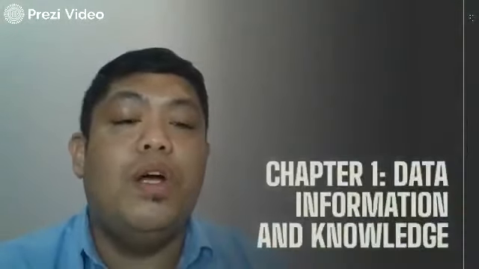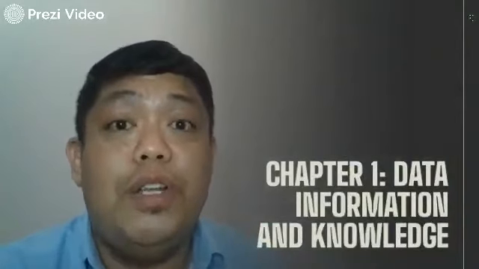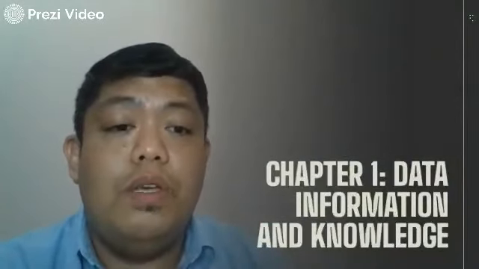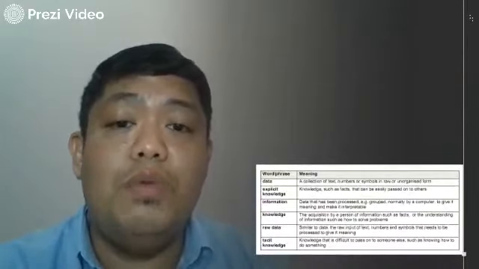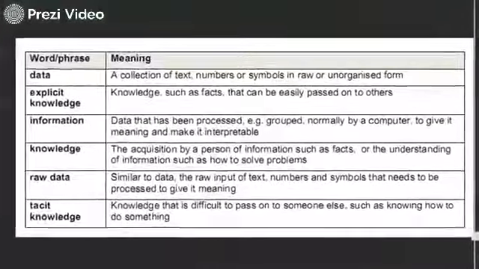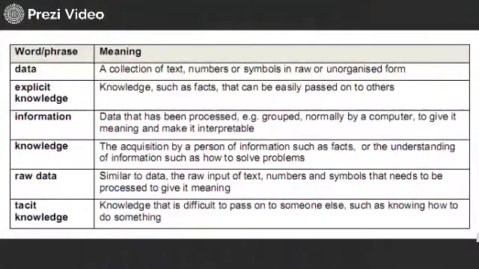Good day, everyone. Today we'll talk about Chapter 1. It will talk about data, information, and knowledge. So, at the end of this lesson, you'll be learning about these 6 concepts. We talk about data, explicit knowledge, information, knowledge, raw data, and tacit knowledge.